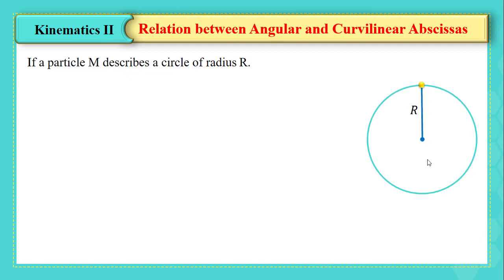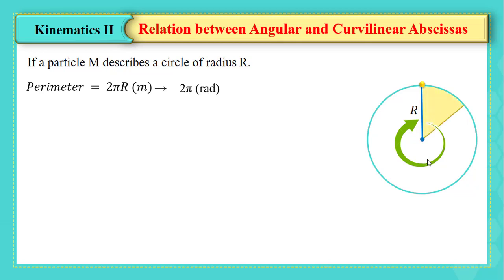Now let's find the relation between the angular and the curvilinear abscissas. If a particle m moving on a circle of radius r describes the whole circumference of the circle, then it is moving a distance equal to the perimeter 2 pi r in meters, and this corresponds to an angle which is 2 pi in radians. If this particle covers an arc S in meters, then it has covered an angle theta in radians. When cross multiplication is applied, we find that theta is equal to S divided by R. Then, S is equal to R theta. This is the relation between the angular and the curvilinear abscissas.